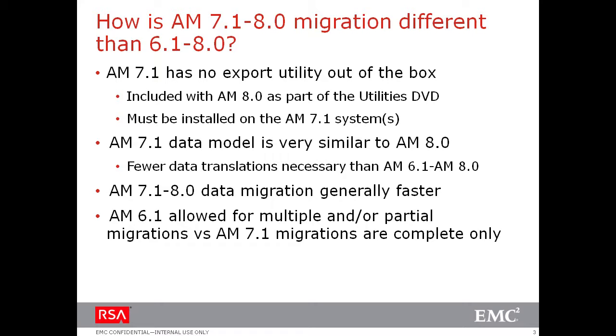So if you're planning to do only a primary export, then you only need to install it on the primary. However, if you need to export the Delta records off of the replicas, you'll need to install it on the replicas as well.